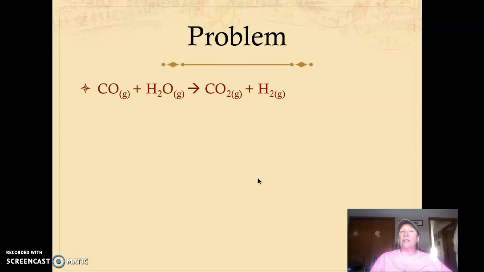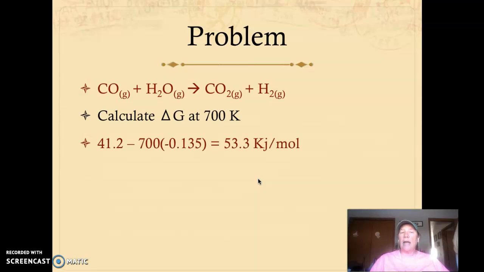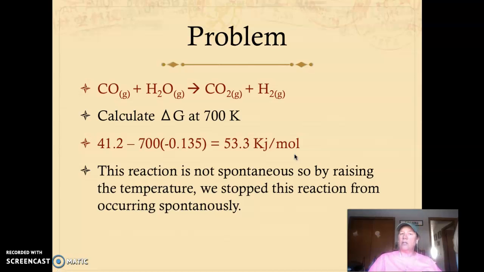Here's another problem, the same reaction, but now we're going to raise the temperature. Before it was 298, now it's going to be 700. So we're going to raise it quite a bit. Look what happens when we raise the temperature. The delta H is the same and the delta S is the same, but now we change the temperature from 298 to 700. And now we get 53.3 kilojoules per mole, okay? So now it's not spontaneous. The reaction is not spontaneous because we raised the temperature and we stopped this reaction from occurring spontaneously.